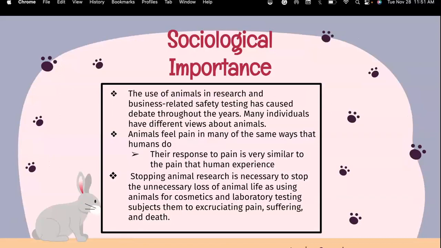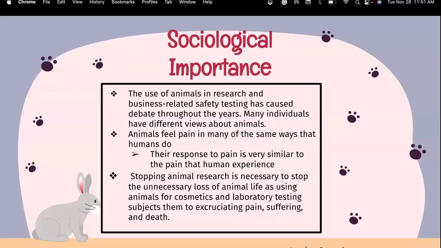Sociological importance. The use of animals in research and business-related safety testing has caused plenty of debate throughout the years. Many individuals have different views about animals. When some see them as friends, others may see them as tools for further scientific study or medical care. Whatever one's opinions on animals, it is the truth that research institutions and cosmetic firms nationwide and internationally utilize them for their own purpose.